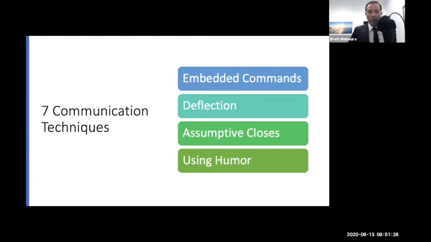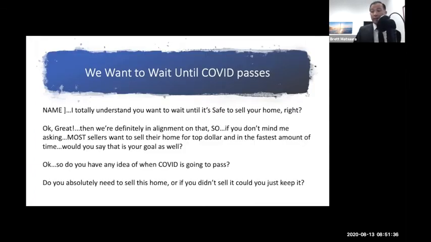Now I want to role play this out. So today's objection in the group that we're working on is we want to wait until COVID passes. So I want to work on that. We've been working on this for like 5 months, and this is still the most common objection that people say they get that they need to work on.